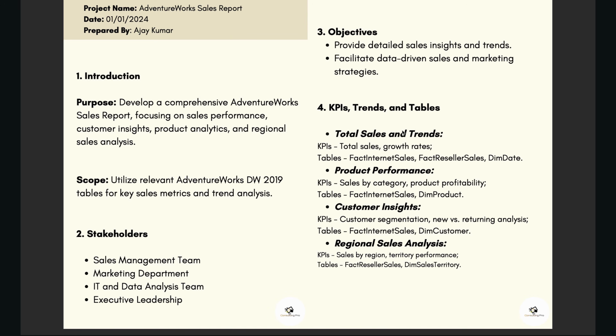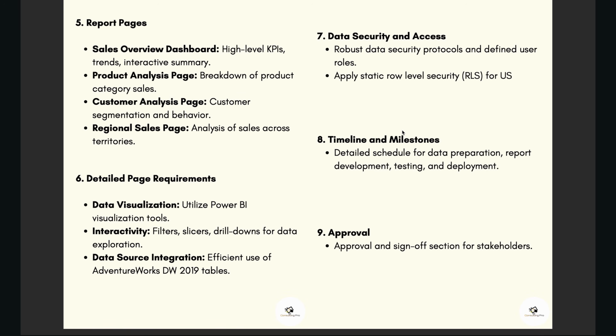What is the scope? Who are your stakeholders? What is the objective? What are going to be your KPIs or tables? For tables, you may find another technical requirement document as well, or a functional requirement document. But in this one, I have mentioned it in the document itself. Then you would have the requirement of the report pages. During this Power BI tutorial, we are going to create 4 different pages in a report. That would be your first sales overview dashboard or the overview page. Then you would have the product analysis page, then the customer analysis page, and lastly, the regional sales page.